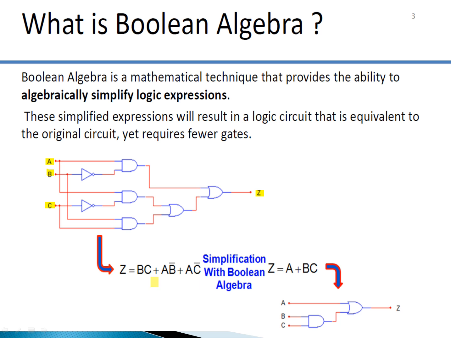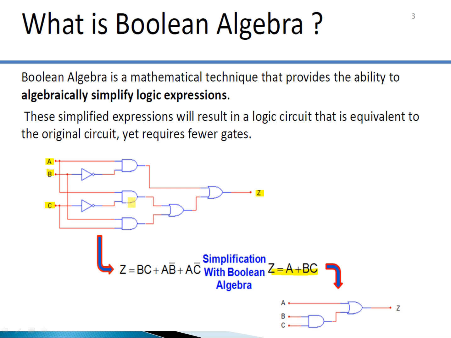So now if we consider this logic expression, we can simplify it by using different techniques of Boolean algebra. If we simplify this expression, we'll get Z equal to A plus BC, and this is the logic circuit for this expression.